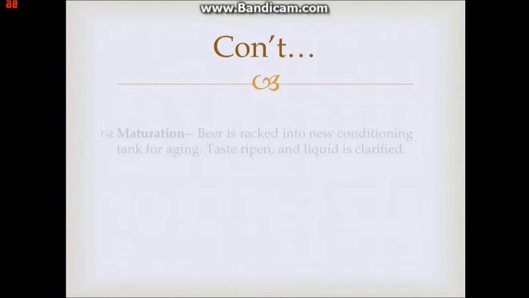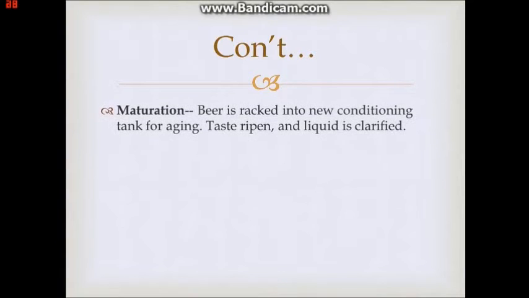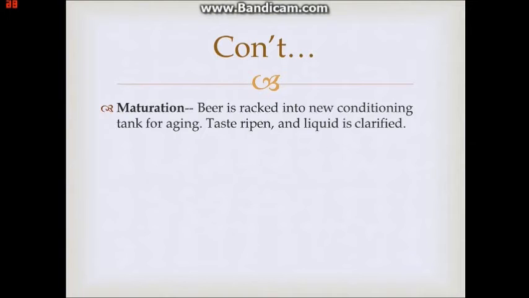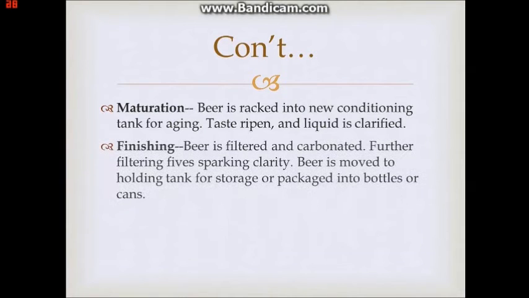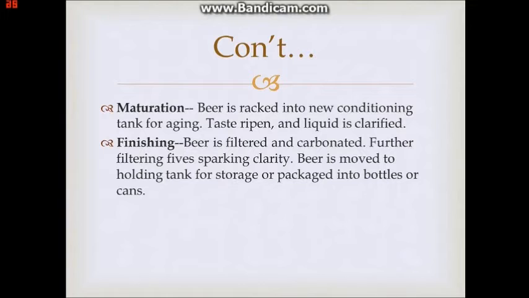The 7th step is maturation. The beer is racked into a new conditioning tank for aging. Taste ripens and the liquid is clarified. Lastly, the finishing. Beer is filtered and carbonated. Further filtering gives sparkling clarity. Beer is moved to a holding tank for storage or packaged into bottles or cans.